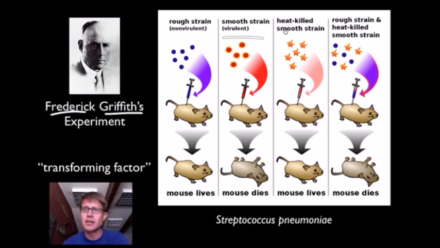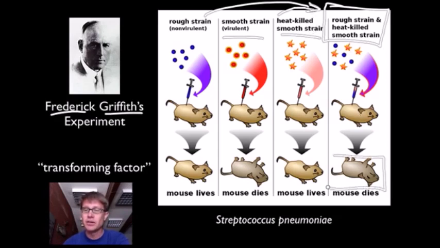And so he hasn't learned anything at this point. He then took this evil, smooth strain of Streptococcus. He heat killed it, so heated it up. And he found when he injected that heated into the mouse, it was good to go. So he didn't learn anything. What he then found, and this would be that discrepant event, is that when he took the rough strain, which normally doesn't hurt the mouse at all, he then mixed it with the heat-killed smooth strain, which normally doesn't hurt the mouse at all. The mouse died.